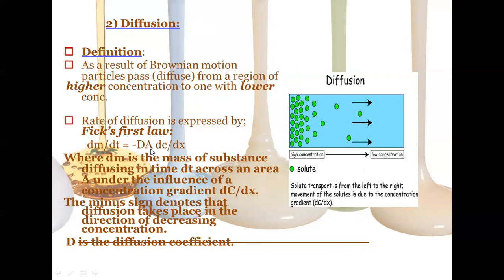A is the surface area. dc/dx is the concentration gradient. dm is the mass of substance, and dt is the time of diffusion, that means the difference in time. So as a result of Brownian motion, particles pass or diffuse from a region of higher concentration to one with lower concentration. Here, higher concentration to lower concentration. Solute transport from left to right is due to the concentration gradient dc/dx.